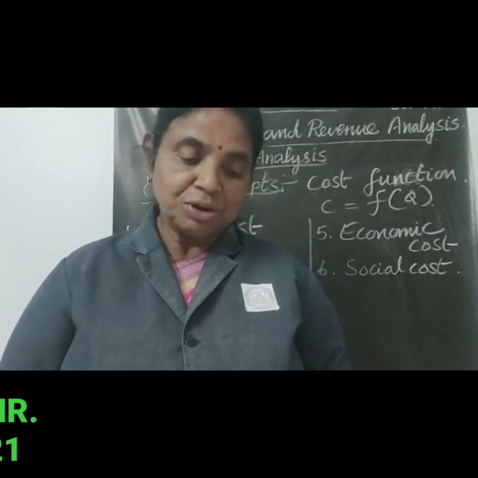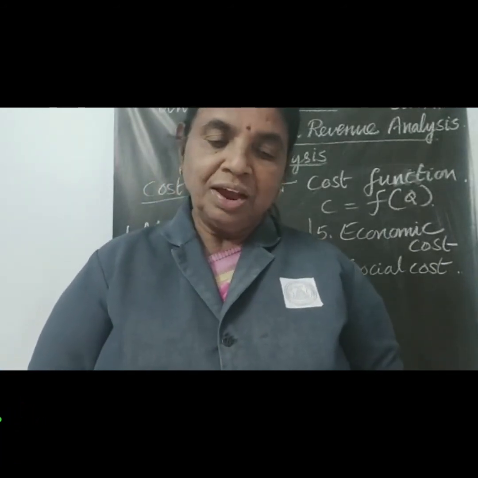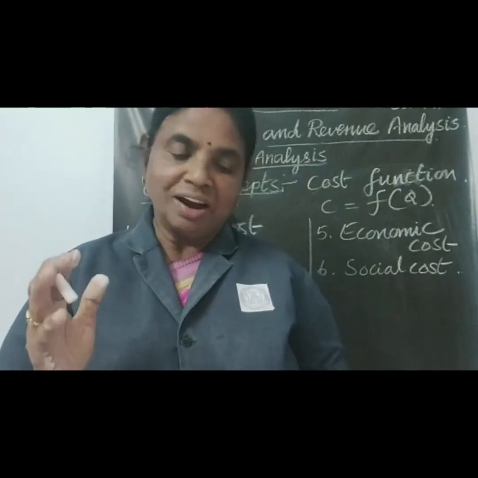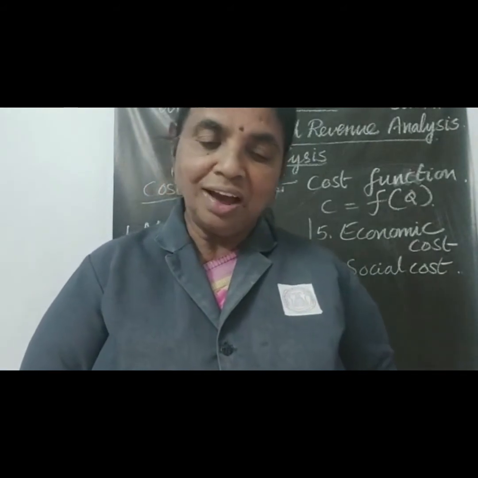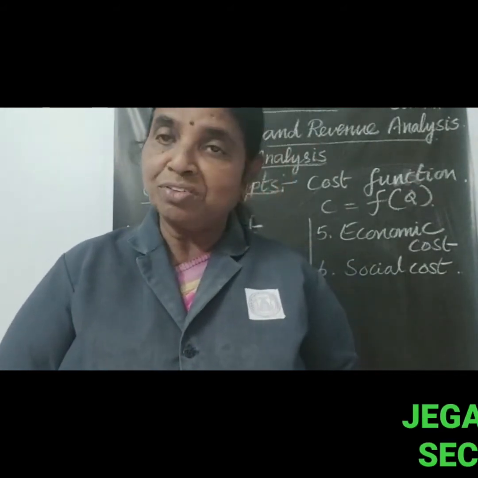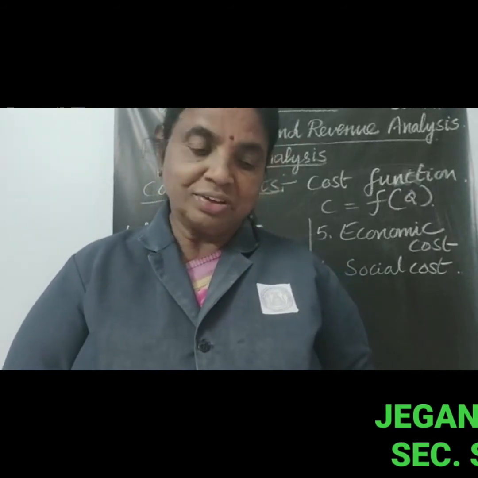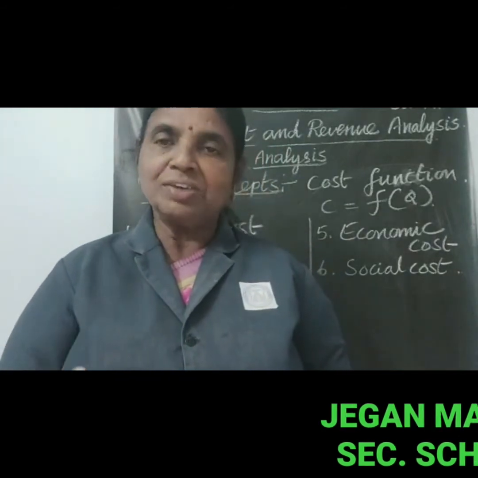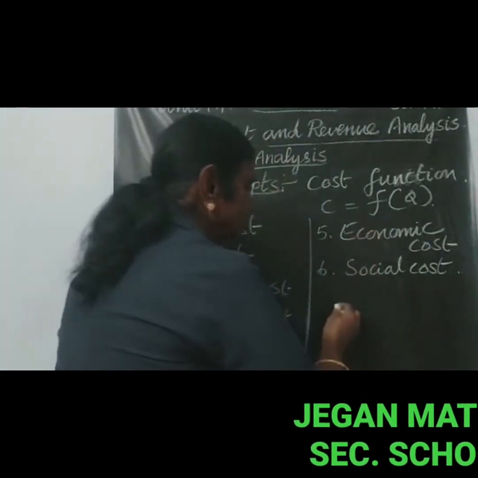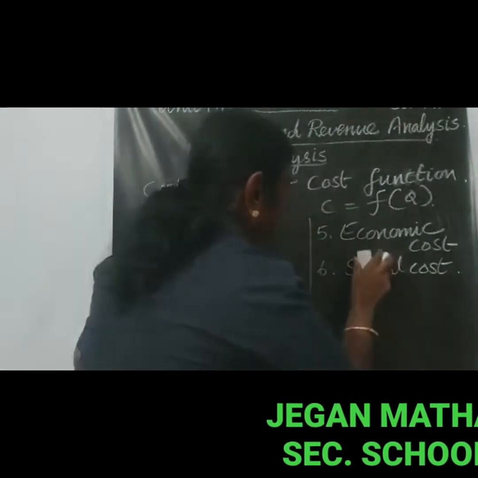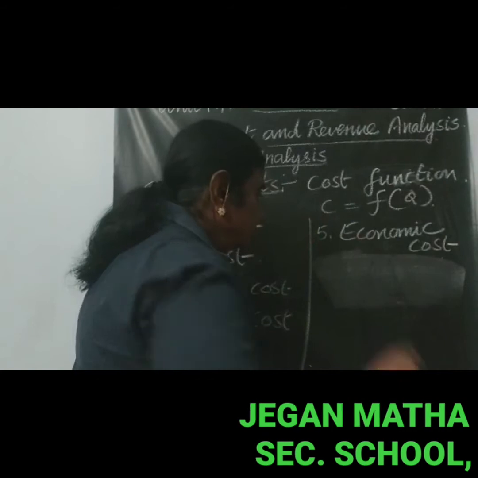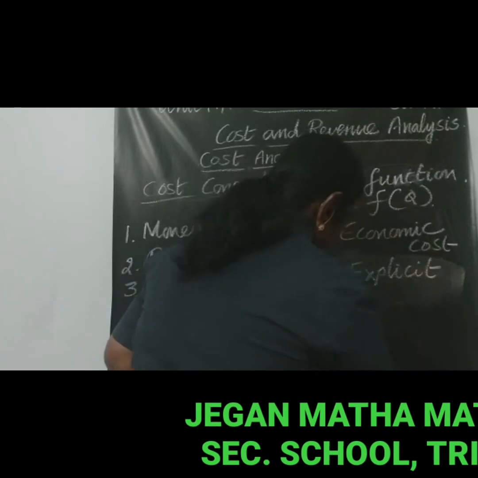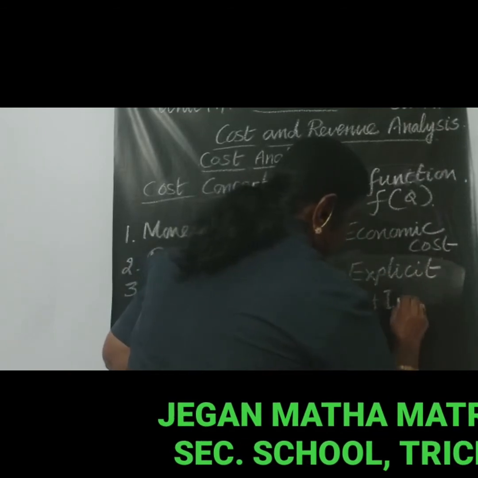Then we have economic cost and social cost. Economic cost refers to all payments made to the resources owned and purchased or hired by the firm in order to ensure their regular supply to the process of production. So economic cost is equal to explicit cost plus implicit cost.